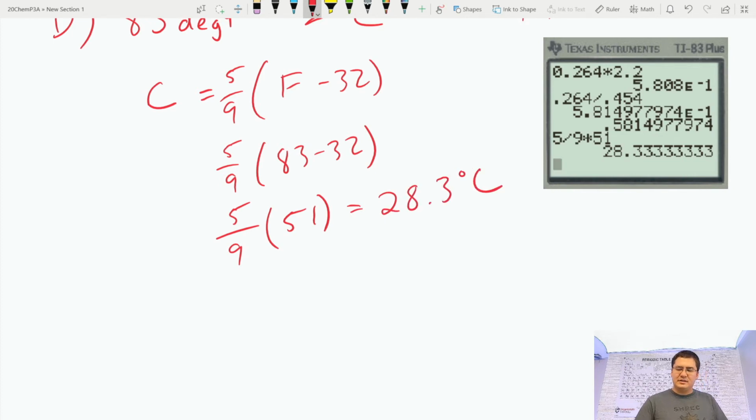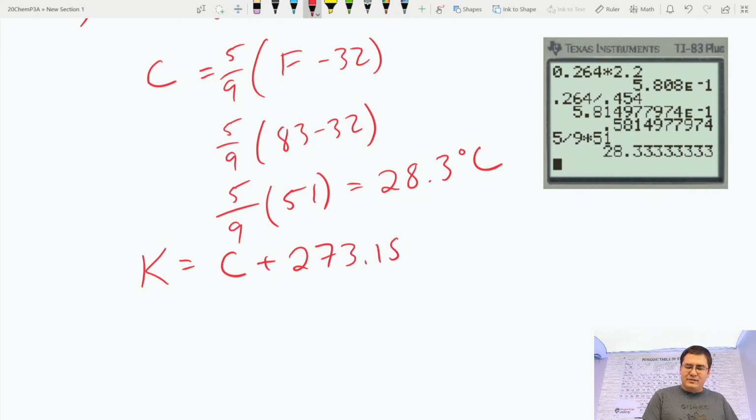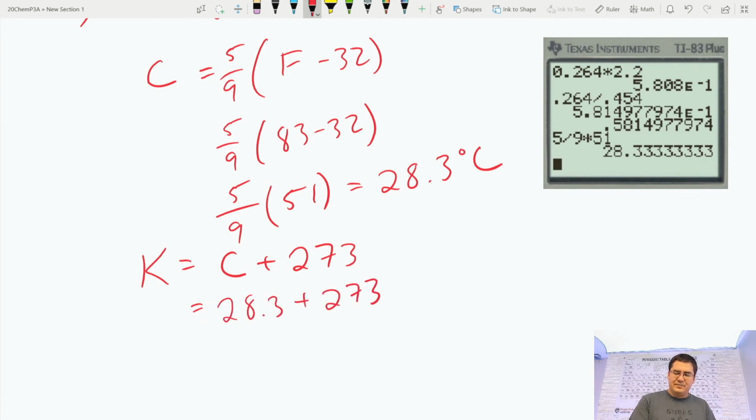28.3 degrees Celsius. Okay, so 83 degrees Fahrenheit is equivalent to 28 degrees Celsius. And then to go from Celsius to Kelvin, Kelvin is always Celsius plus 273.15, or we could just make it easy on ourselves and go 273, but let's just do that for now.